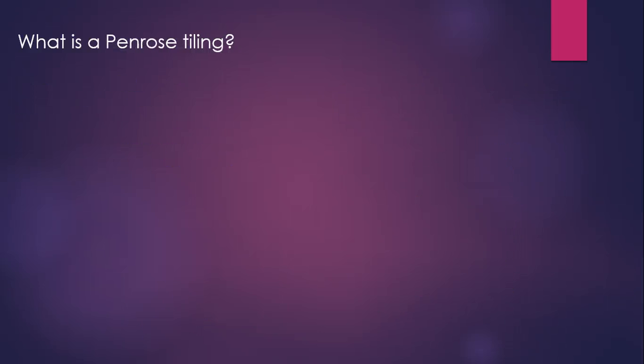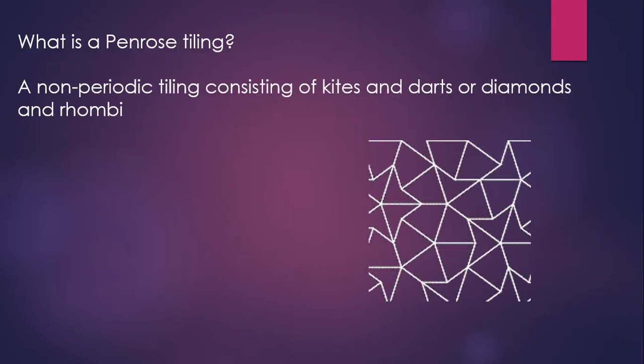What is a Penrose tiling? A Penrose tiling is a non-periodic tiling that consists of shapes called kites and darts, or shapes called diamonds and rhombi. This particular example is a Penrose tiling that is made up of kites and darts. And what's important about the kites and the darts is that the proportions that make up those two shapes are based on the golden ratio.